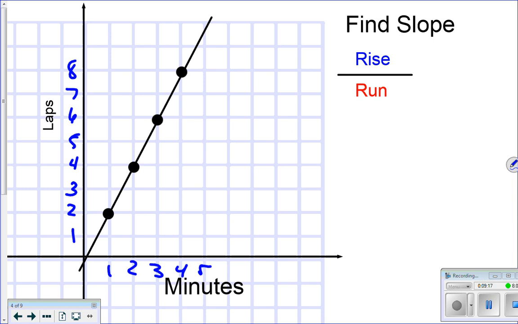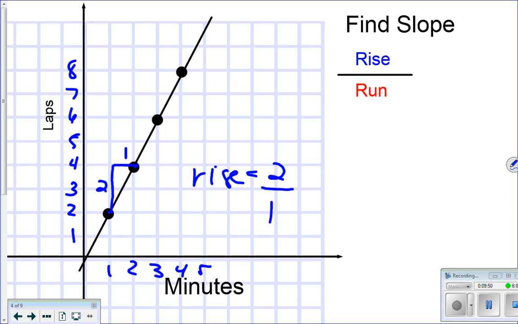Pick 2 points, right? So let's pick 2 points. Let's pick this one and this one. Could I pick this one and this one? Sure, I'll show you that in a second. So then, to find my rise, what am I going to do? I'm going to start here. I'm going to go up, so I'm even with that dot. And how many spaces was that? 1, 2. Okay, so my rise is 2. Okay, now for my run, what do I have to do? How many did I go? 1. So my slope is 2 over 1.